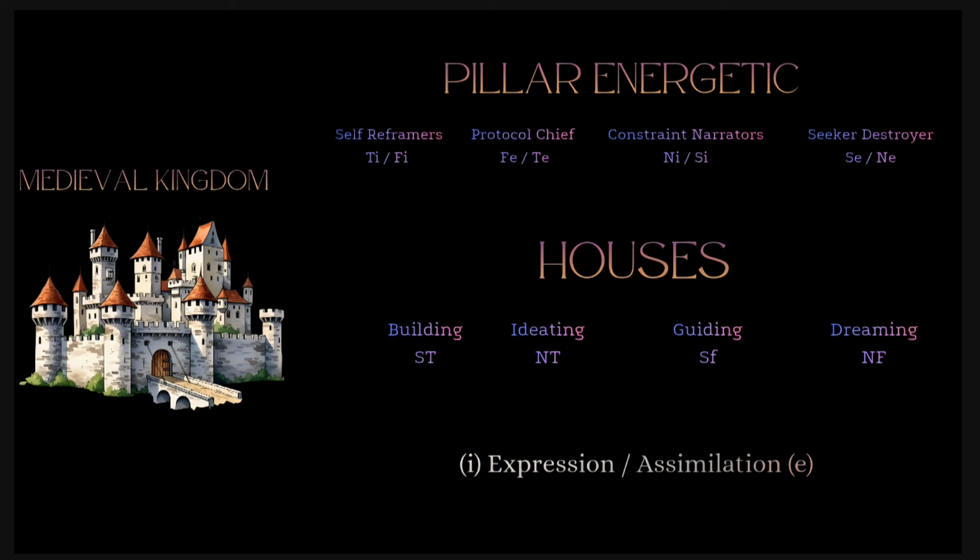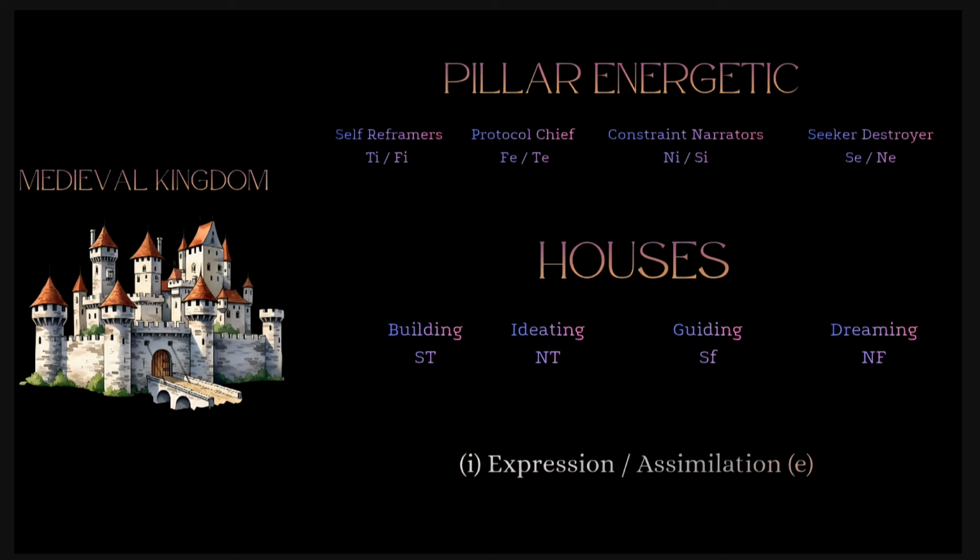Introverted perceiving types are called constraint narrators. They either lead with detached NI or attached SI. And extroverted perceiving types are called seeker-destroyers. They either lead with attached SE or detached NE.